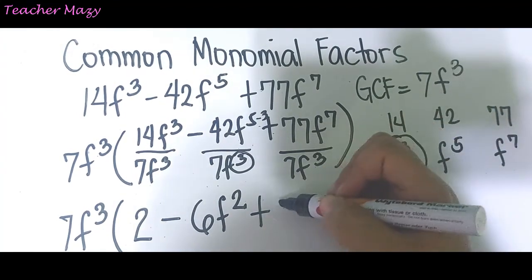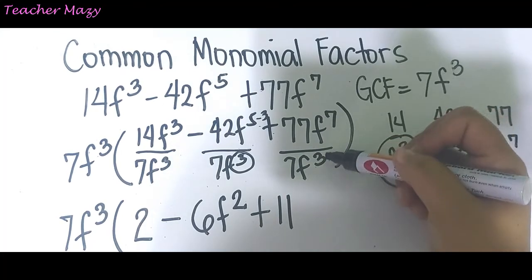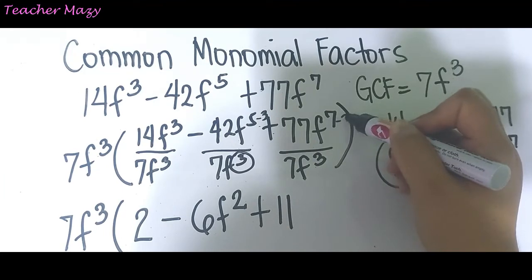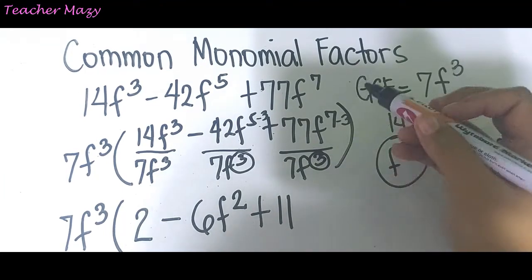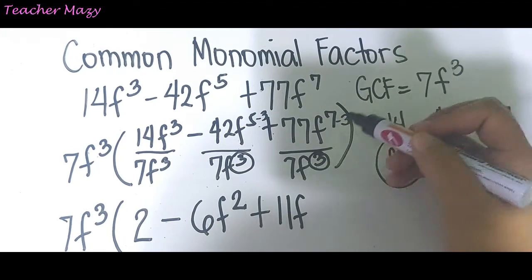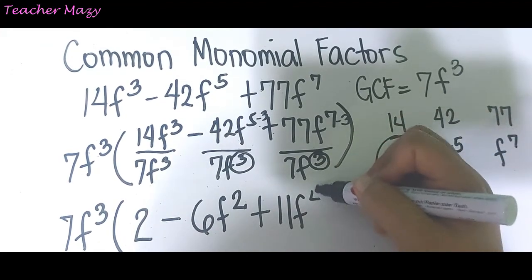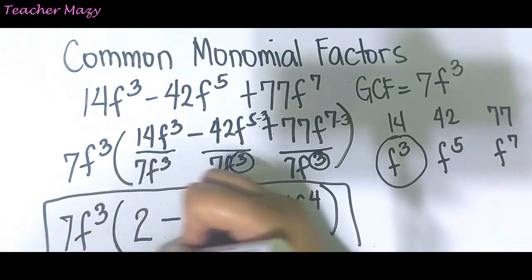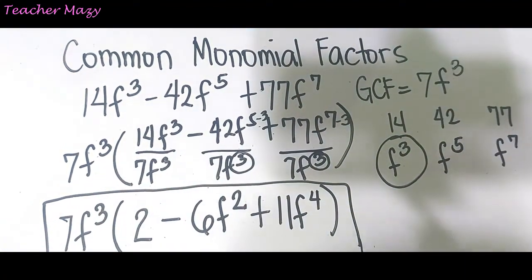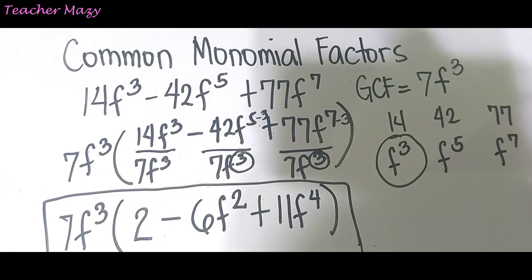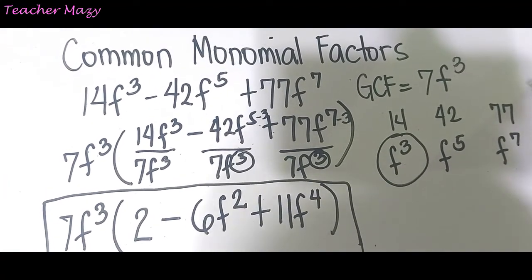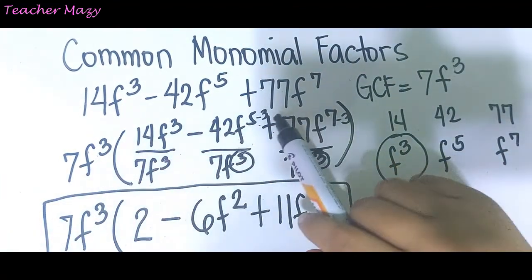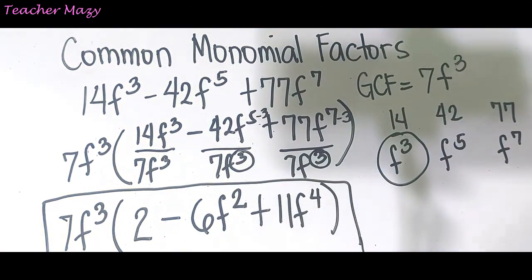Plus 77 divided by 7, that is 11. And then f raised to 7 divided by f cubed: we subtract 3, so 7 minus 3 is equal to 4, giving f to the 4. And this is the answer. So that's how you get the factors of this polynomial using the common monomial factor.